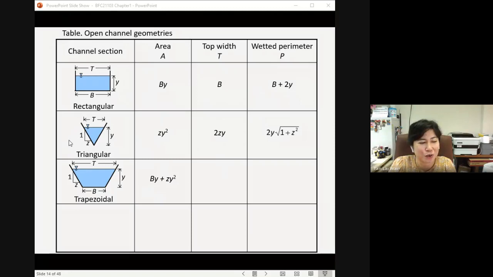And then what is the top width? Top width is actually B plus ZY plus ZY. So you have B plus 2ZY. Actually, add this up.